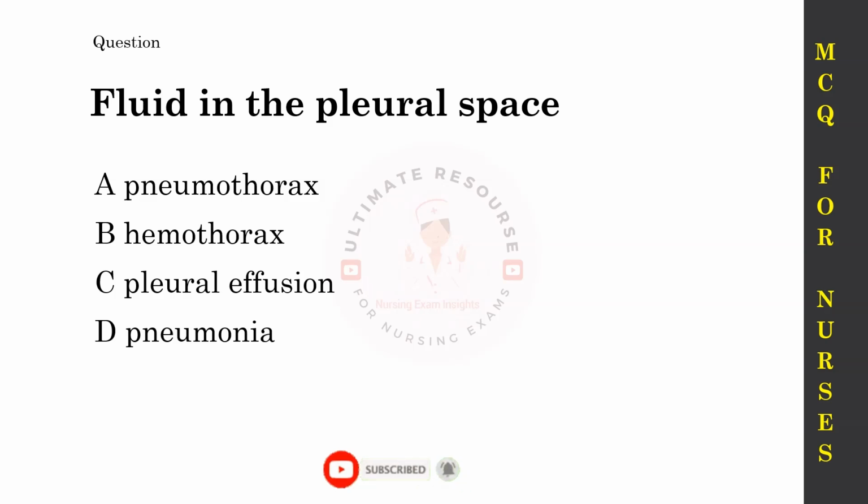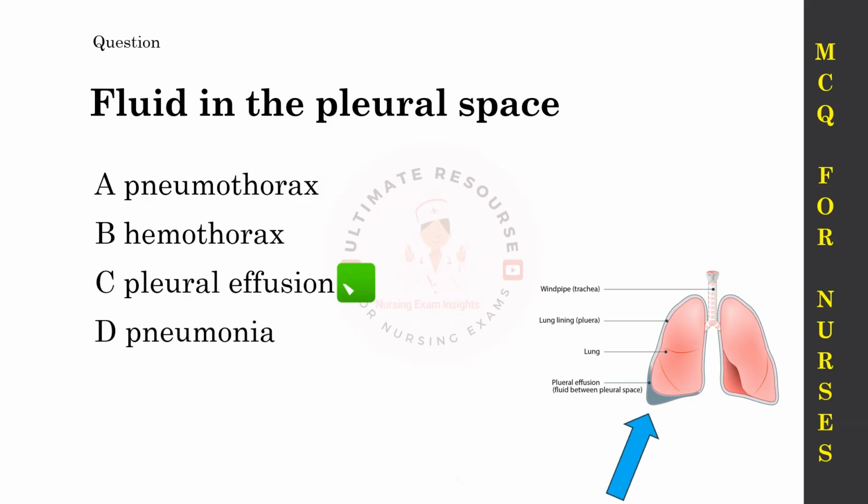Fluid in the pleural space. Options are A. Pneumothorax, B. Hemothorax, C. Pleural effusion, D. Pneumonia. The answer is C. Pleural effusion.